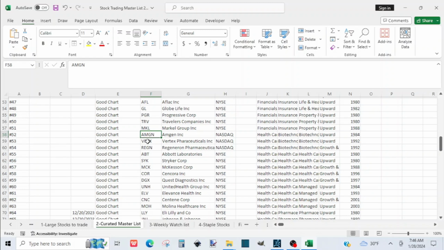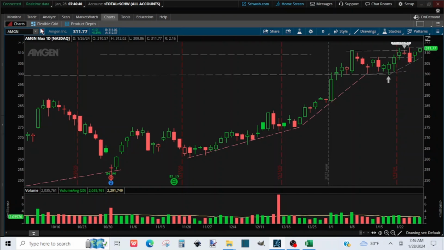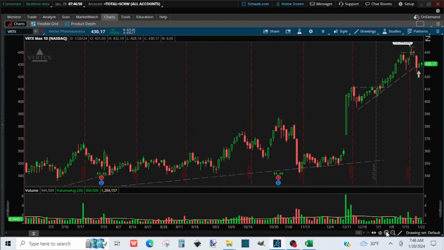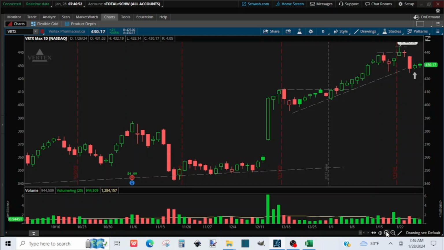The next one, VRTX. VRTX, we bought it before, therefore we don't need to go in the past monthly chart for that. We bought it, we have not sold it yet. So we bought it. Let's see this trend. So this trend started.